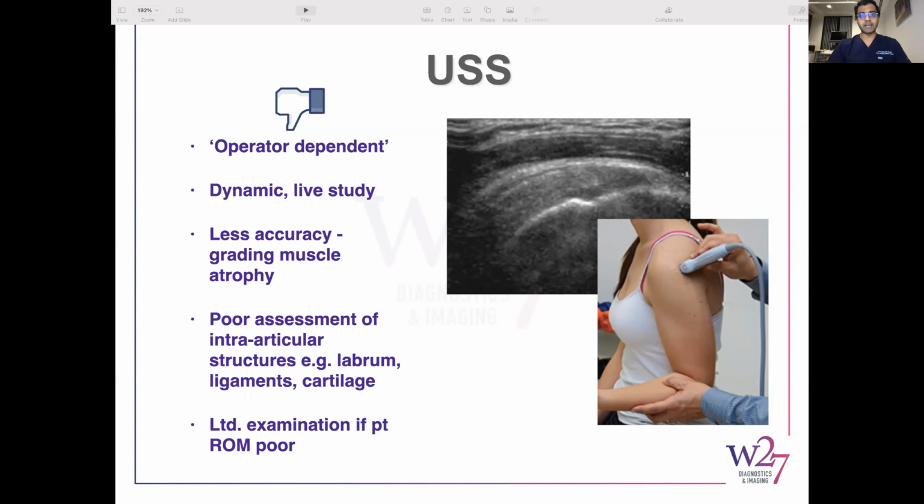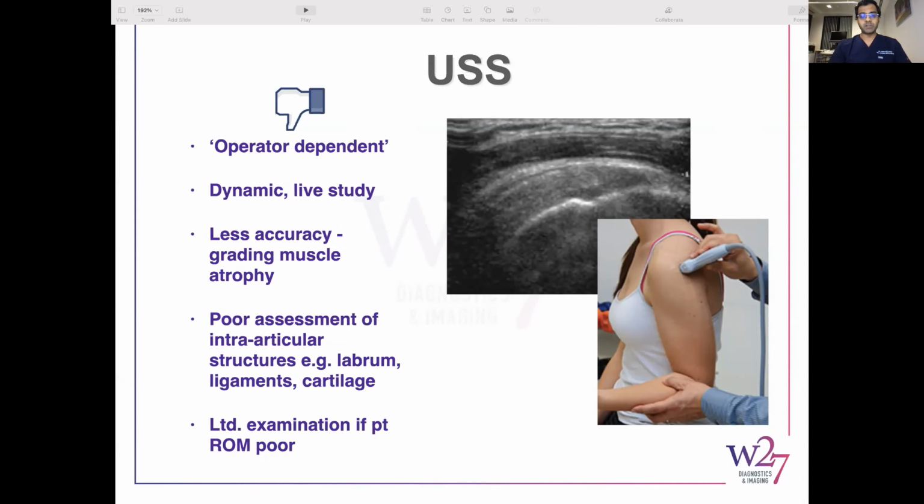When it comes to looking at muscle atrophy, particularly in the context of rotator cuff tears, ultrasound can have limitations in its accuracy, and that's where an MRI would be more useful. Ultrasound does have drawbacks looking at the intra-articular structures, so things like the chondral surfaces and the glenoid labrum. These are much more difficult to appreciate on ultrasound.